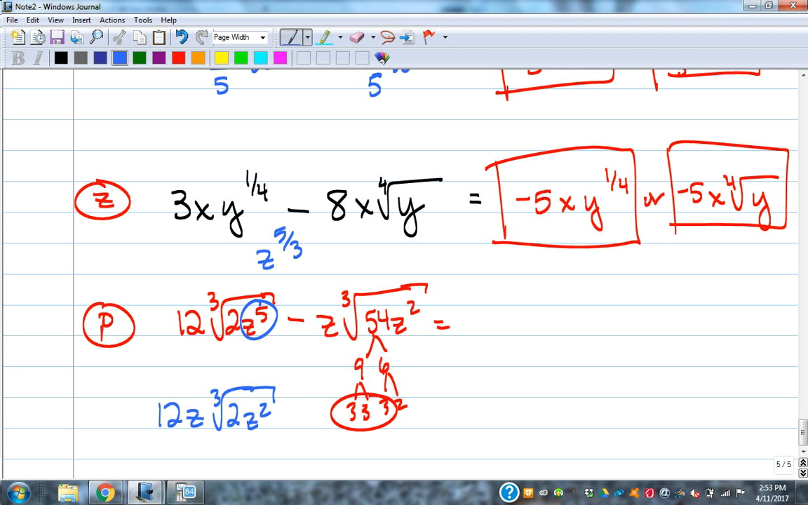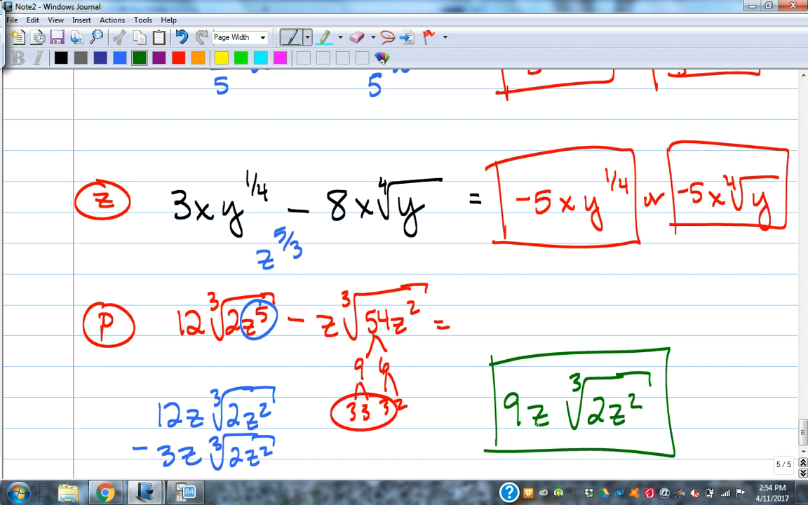On this one, a 3 is going to come out with the z that's already there, and it's going to leave a 2z squared on the inside. So that's minus 3z cube root of 2z squared. All the z's and 2's there. So the final answer would be -2z cube root of 2z squared. That's a tough one to finish on, but you don't get too many of them like that. You get more of them like what we're doing before.